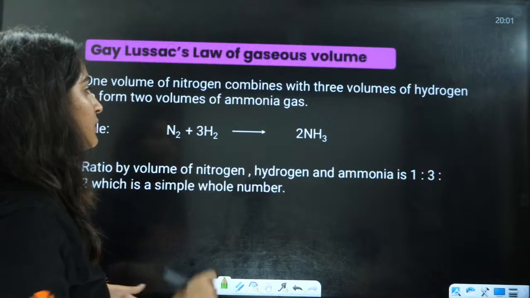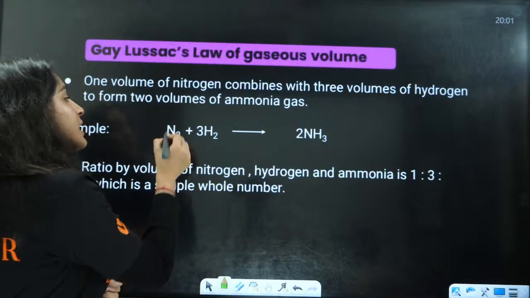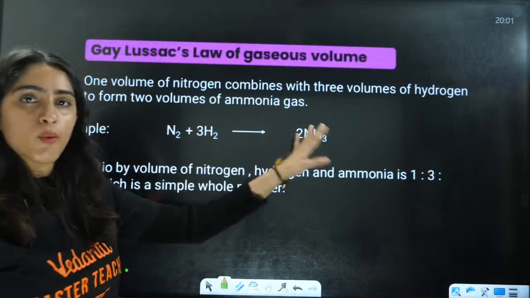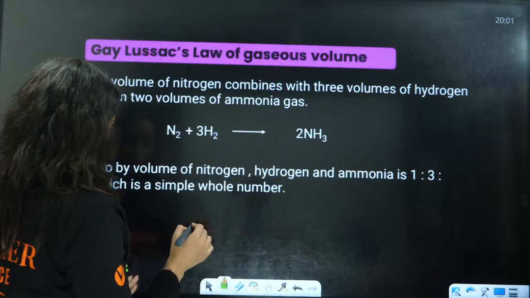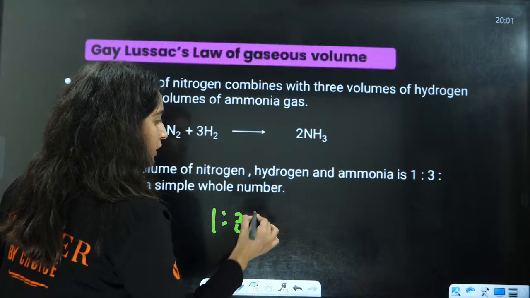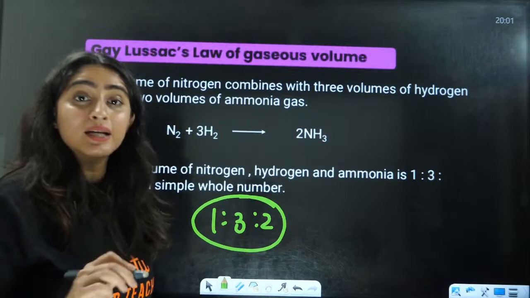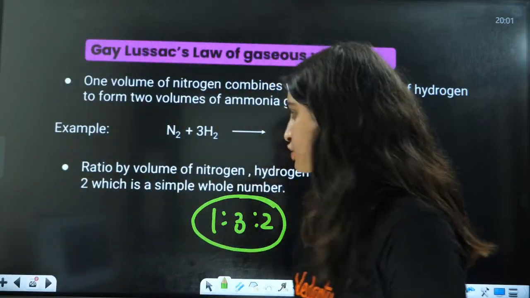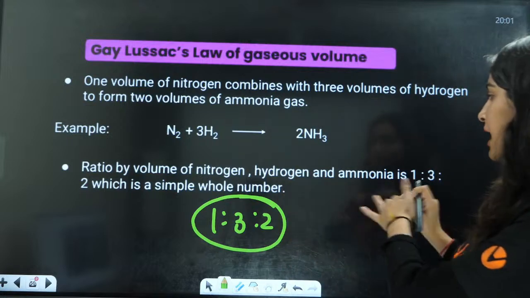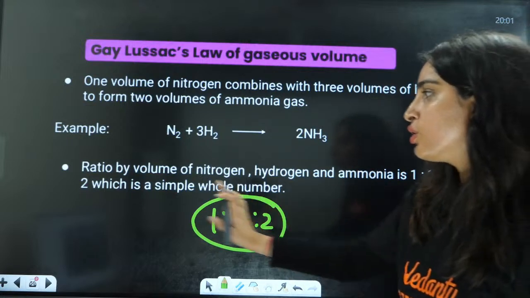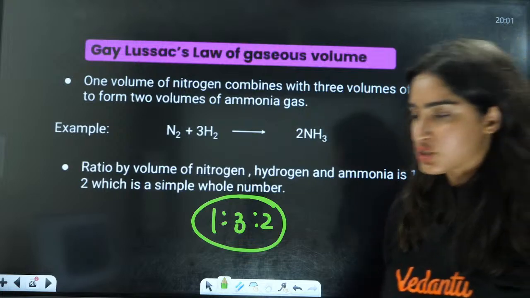The same applies to another example, that is the Haber process. Here gases are combined together to form the product, and it is doing so in 1:3:2. They are combining in a simple whole number ratio. Ratio by volume of nitrogen, hydrogen, ammonia, 1:3:2, is a simple whole number ratio.